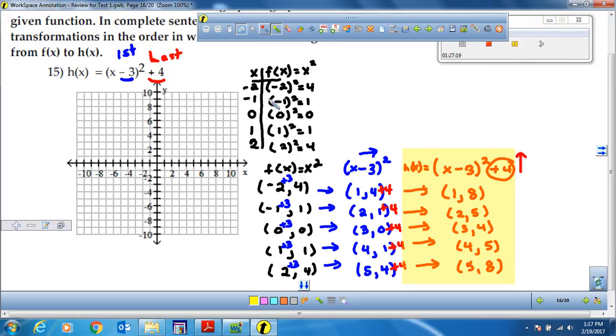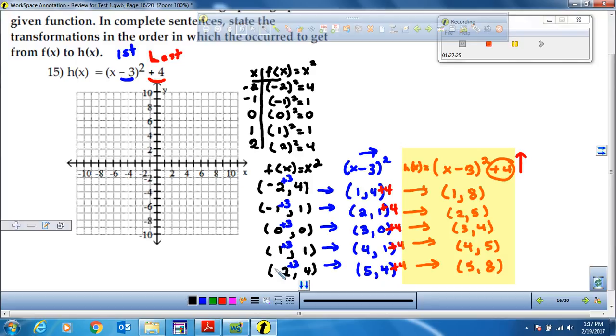All we've got to do is graph both functions, f of x and h of x. F of x is the original points we got, which are (-2, 4). This is my f of x. (-1, 1), (0, 0), (1, 1), and (2, 4). So if we connect these points, that's going to create a U shape or a parabola, right? That's the graph of x squared, that opens up. This is what we're going to get right here.